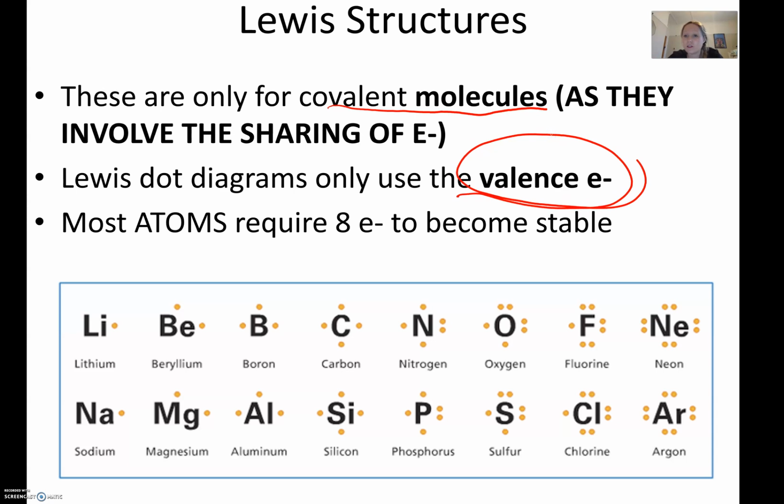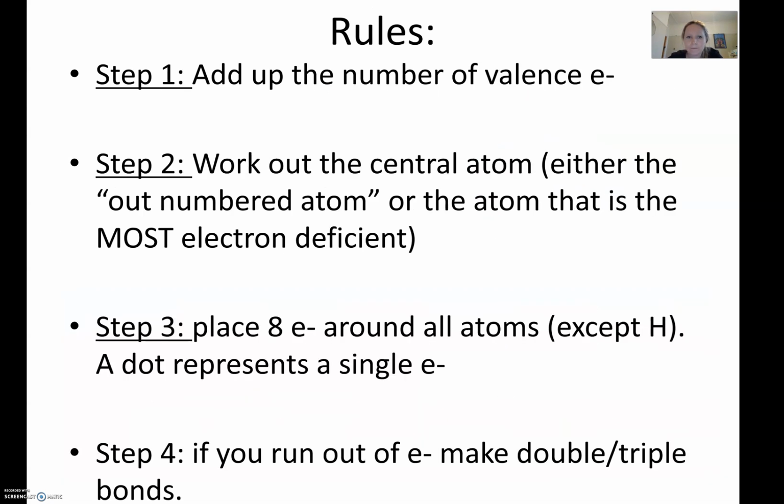Because valence electrons are what take part in bonding, and they're the part of the atom that'll be getting shared between atoms. So you can see here all the valence electrons of some of the atoms of the periodic table. Now, most atoms require 8 electrons to become stable. We know that 2 exceptions are hydrogen and helium. They require 2 electrons because they're in energy level 1. And there's also another exception which I'll get to at the end of this topic.